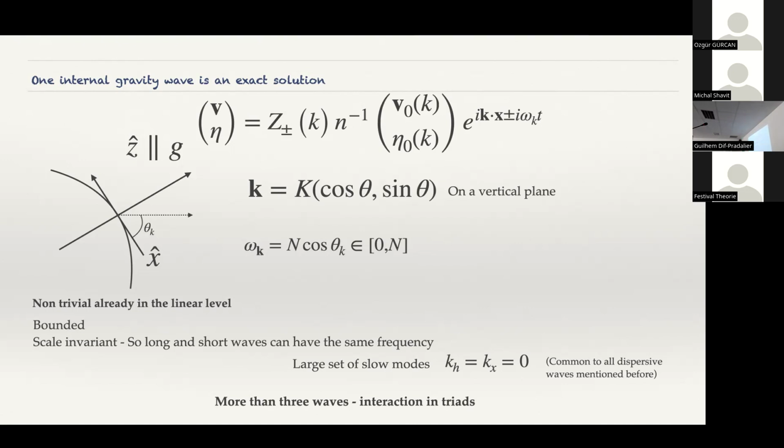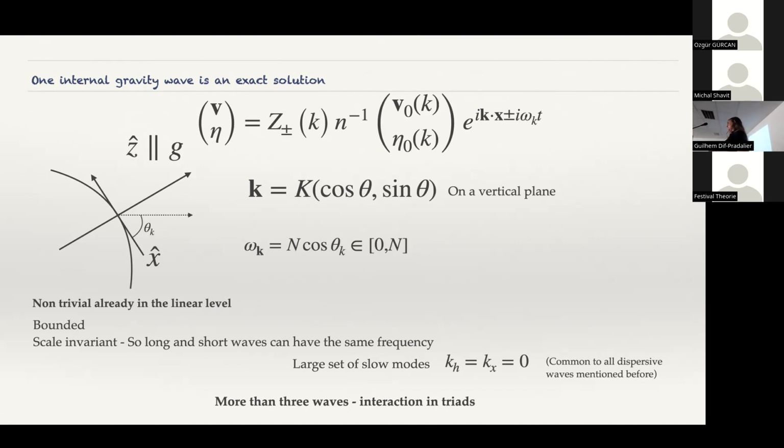And this is wherever kx is equal to 0. So here, along kz, there are slow modes. And this is going to be a problem from the analytical point of view, or a challenge from the analytical point of view, with respect to isotropic dispersive systems that don't have these sets.